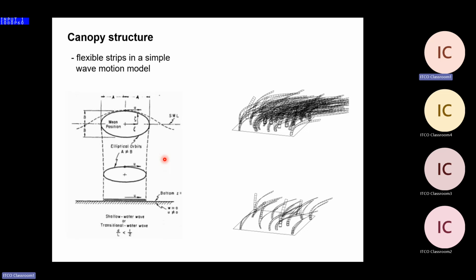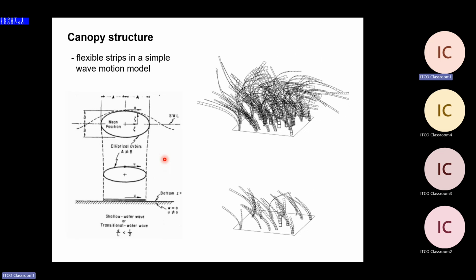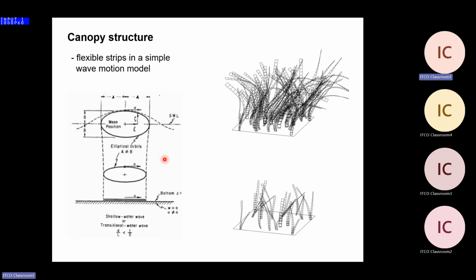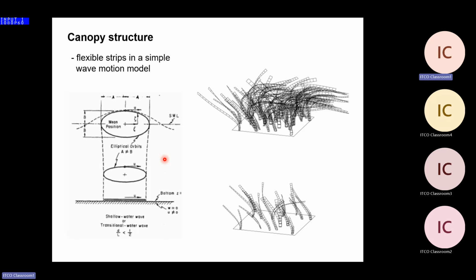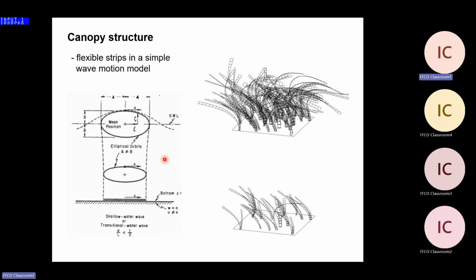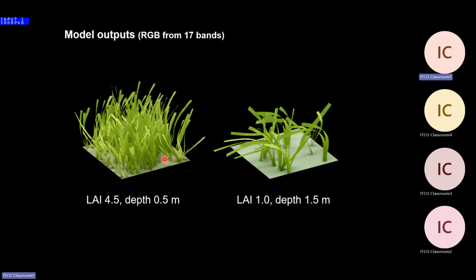So I can animate that. This is actually from the physical model that puts the wave energy in, and it pushes the leaves backwards and forwards. And for any particular position, I can take a snapshot and model that in the model to look at the reflectance above. These are the actual outputs of the model, but looking from the side. We actually look from above to deduce the reflectance.